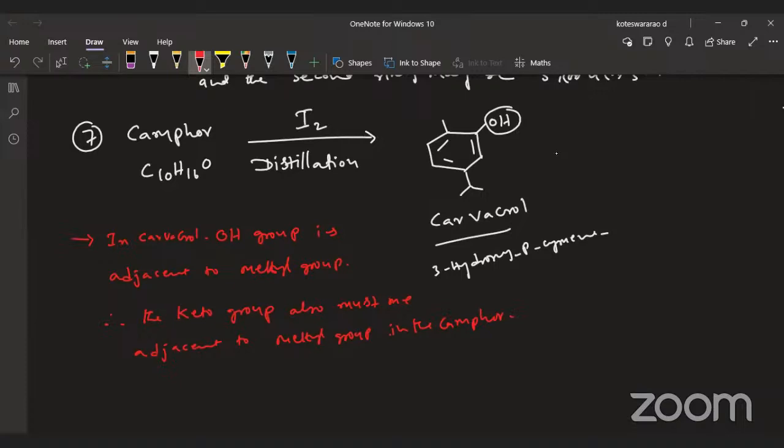A single reaction reveals three facts. First, the presence of the keto group; second, the position of the keto group is alpha to the methyl group; and third, the saturated CH2 group is present at the alpha position to the isopropyl position. Then you also need to write this.